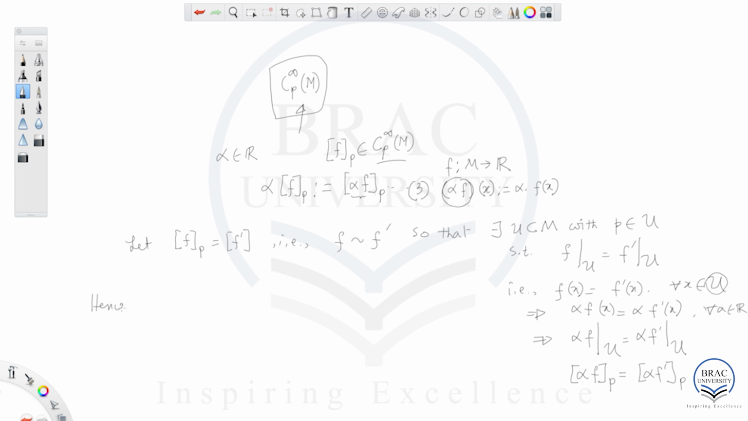Hence, 3 is well defined. Okay, so with respect to 1, which is the vector addition of two elements here, and with respect to the scalar multiplication, C_p infinity of M becomes a real vector space.